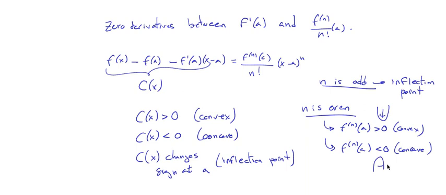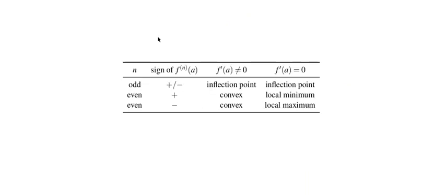Okay, we can summarize everything in this table, right? So if n is odd, then it doesn't matter what sign the nth derivative is going to have, we always have an inflection point, right? n is the first derivative of f that's different than 0 after the first one. Okay. Now if n is even, it depends on the sorry, this is wrong, this is concave. Okay, this is an erratum.